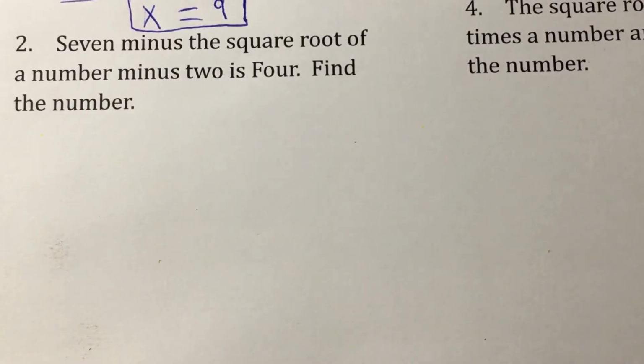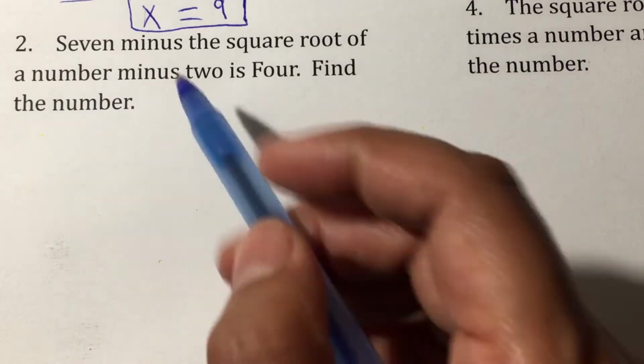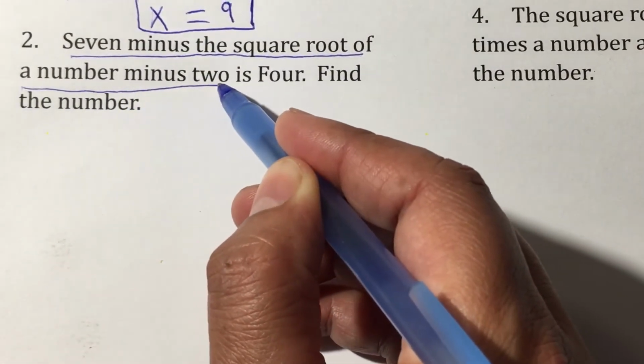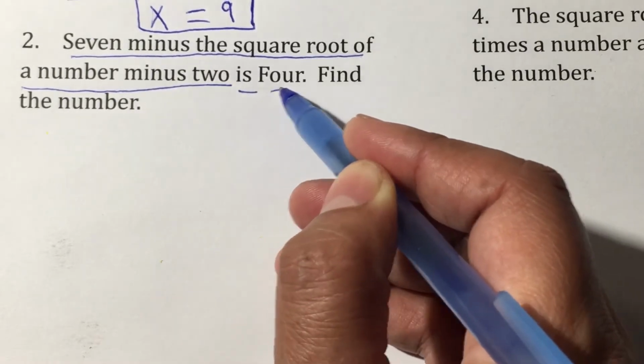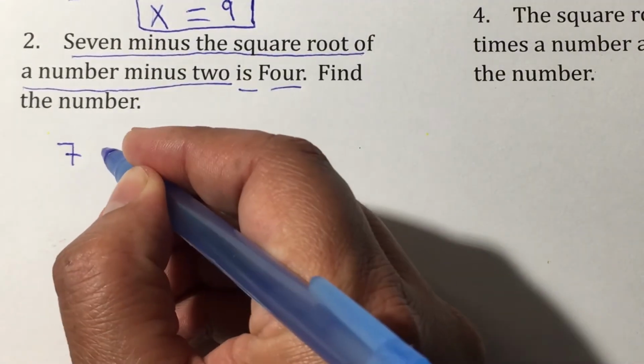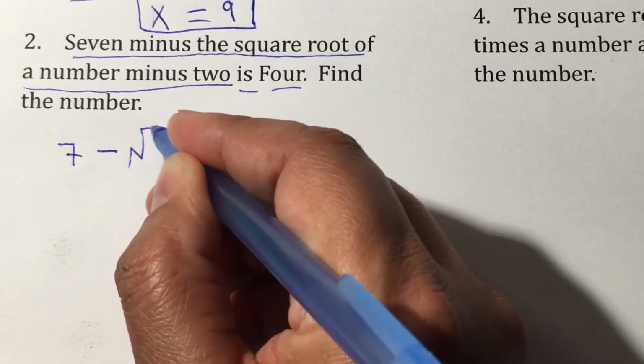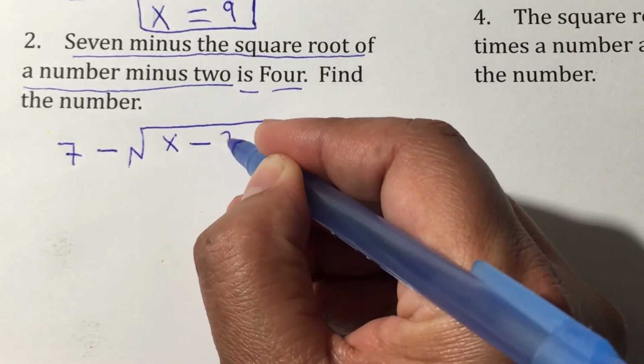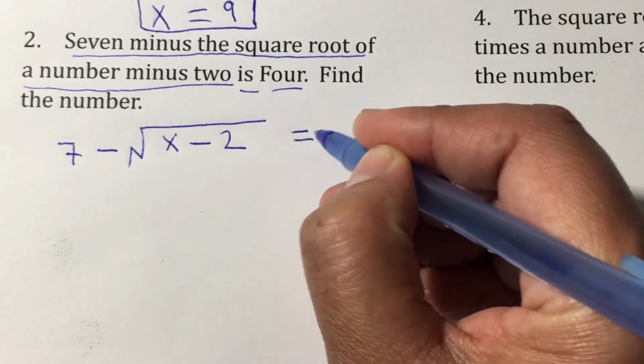Okay, let's continue with number 2. It says 7 minus the square root of a number minus 2 is 4. So 7 minus the square root of a number minus 2 is 4.